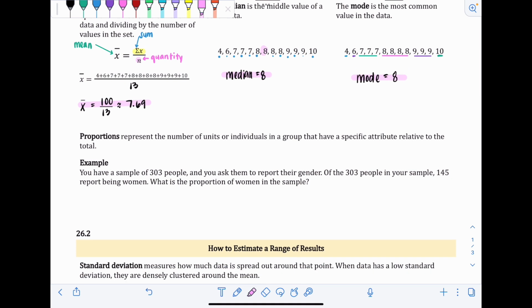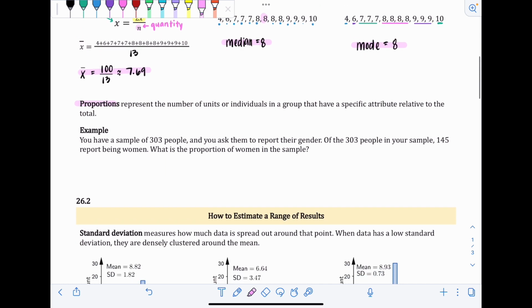Okay, moving down, proportions represent the number of units or individuals in a group that have a specific attribute relative to the total. So for example, if we had a sample of 303 people and we asked them to report their gender, of the 303 people in the sample, 145 report being women. What is the proportion of women in the sample?